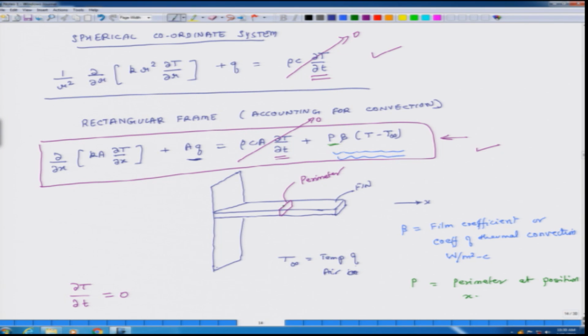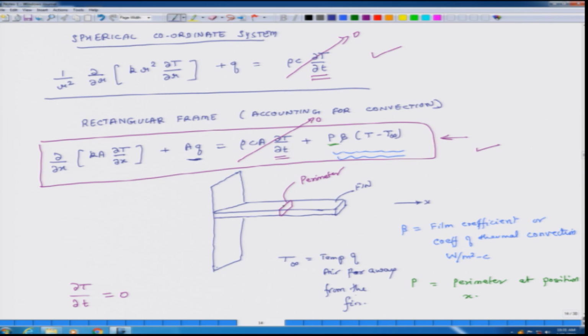So it is the temperature of air, and it is infinity because we are measuring this temperature quite far away from the fin. Temperature of air far away from the fin. So, that is my T infinity.